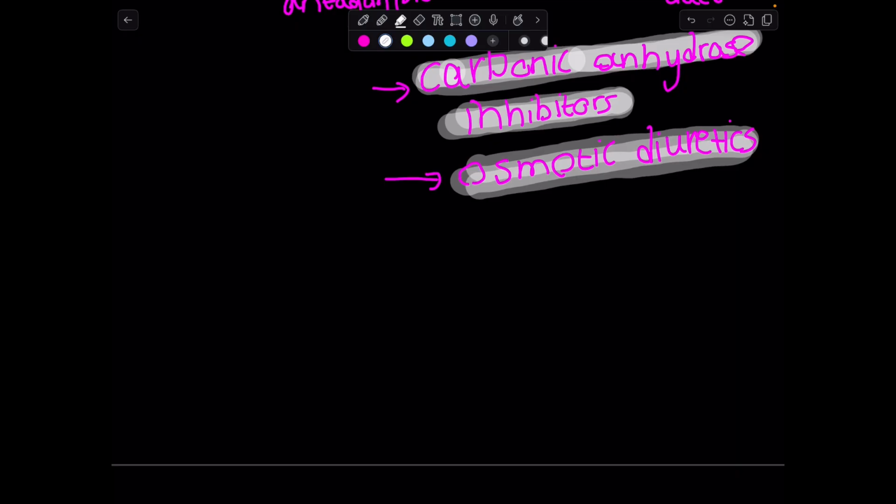It's a bit hard for me to understand which part acts where and why. Like, the carbonic anhydrase inhibitors seem to be acting in the proximal tubule, and then the osmotic diuretics also, and then the rest. Oh god, dude, I don't know.